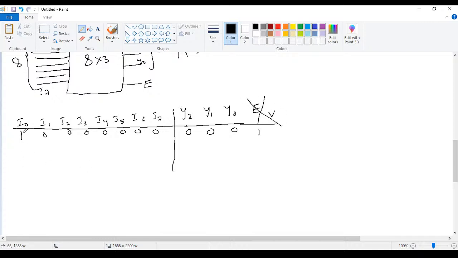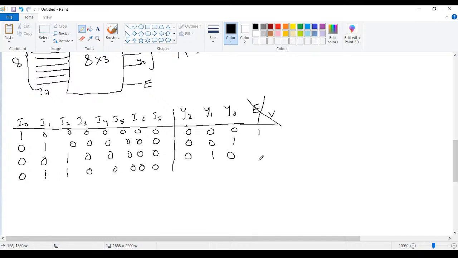Okay, so now I1 will be 1, one input will be 1 and the remaining all will be zeros, so that will be 0 0 1. Next we give I2 equal to 1 and the remaining all will be zeros, so 0 1 0. Sometimes if you are getting two ones, so that means 0 1 1, if I am getting 0 1 1, that means it is invalid.